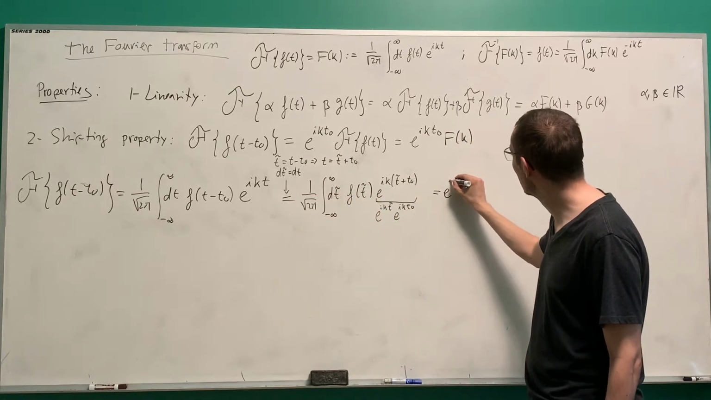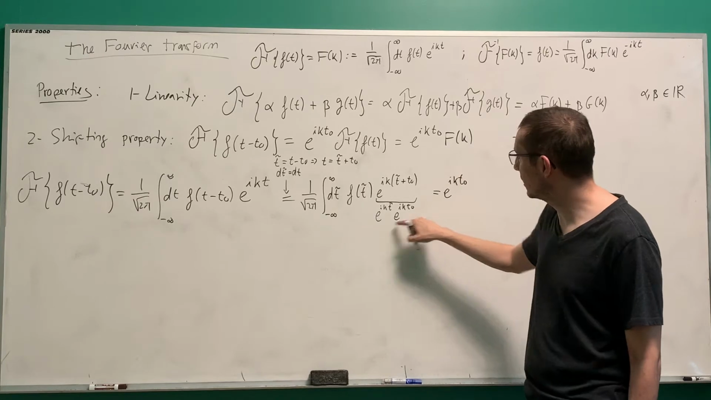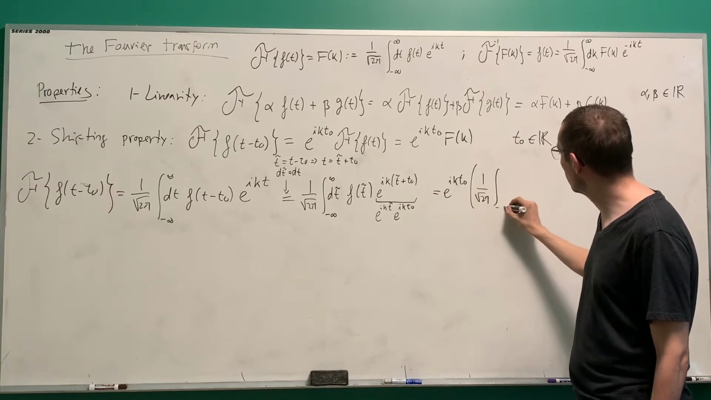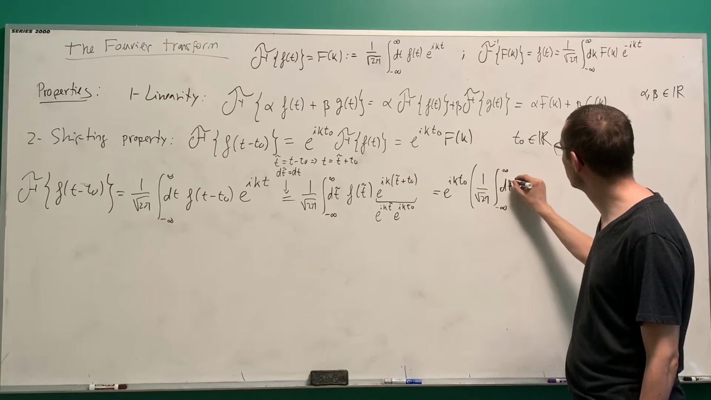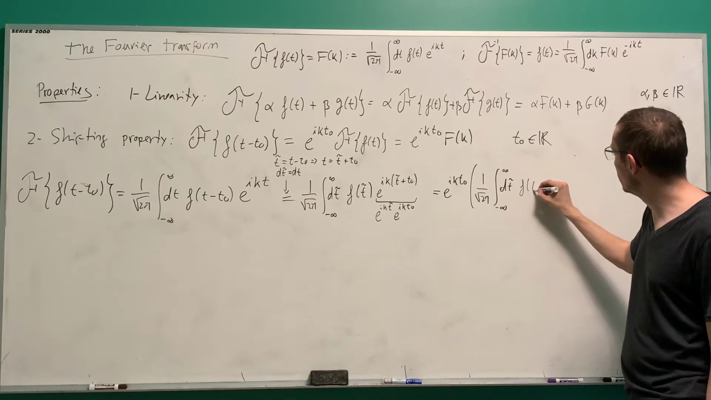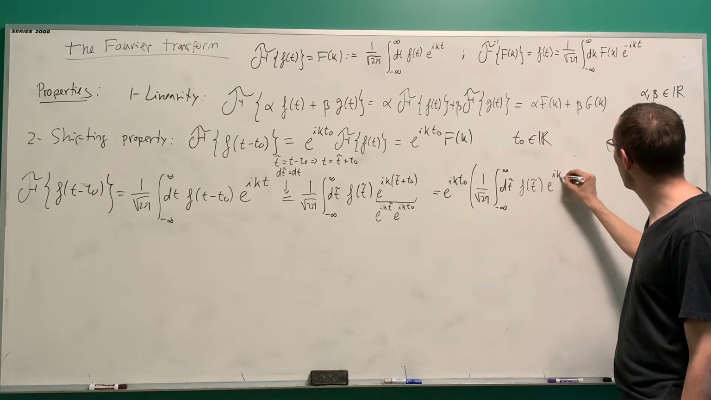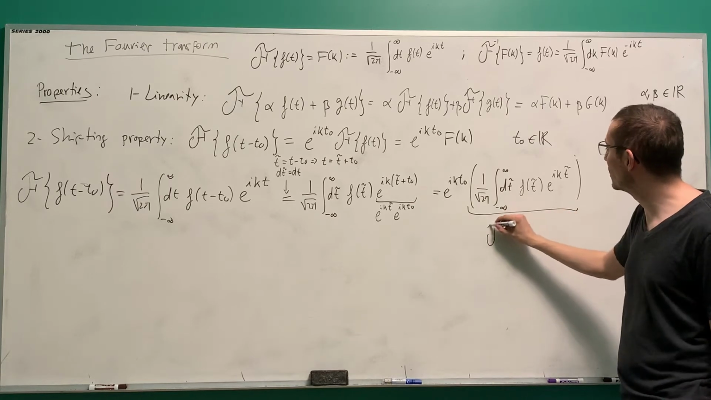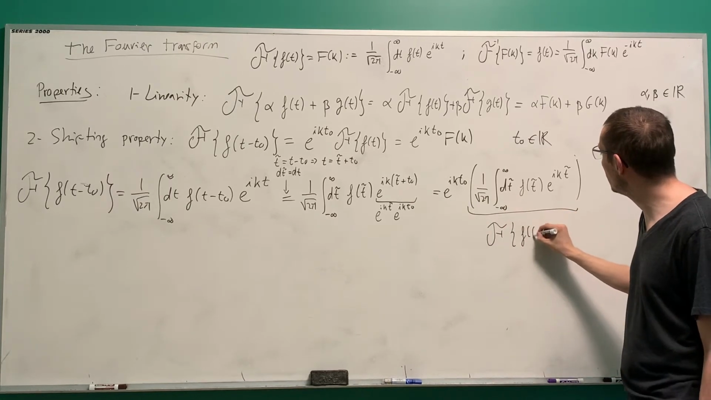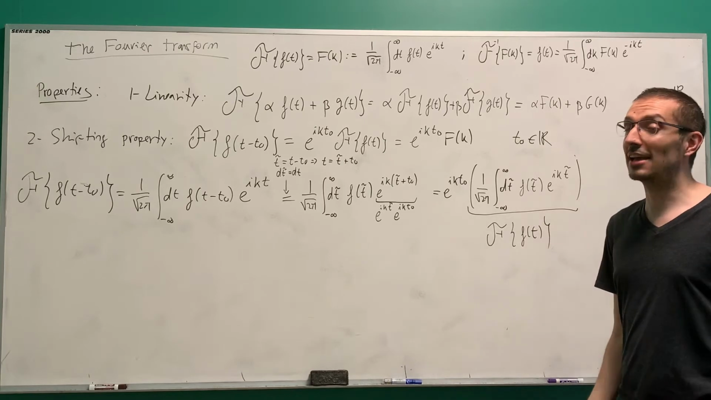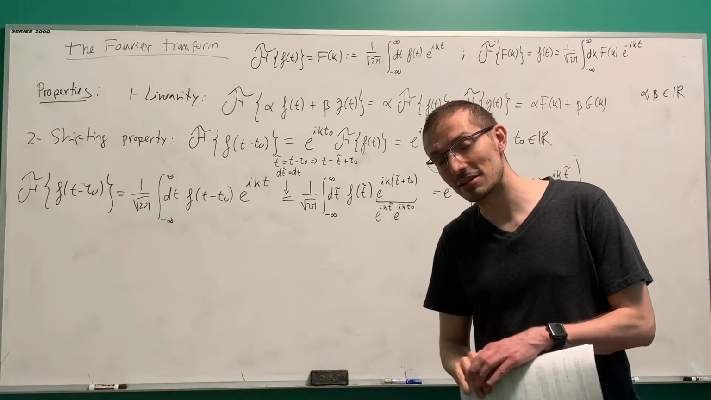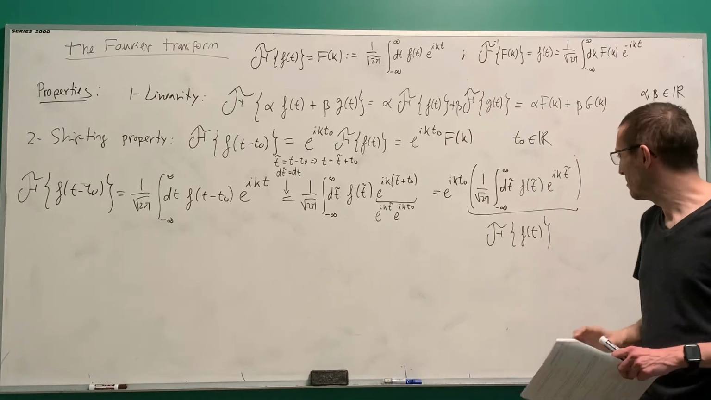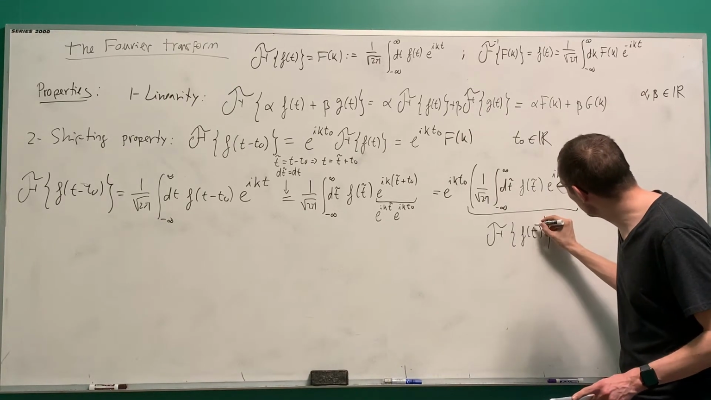I can write e to the i k t0, taking this factor out, multiplying 1 over root 2 pi integral from minus infinity to infinity dt tilde f of t tilde e to the i k t tilde. And this, my friends, is the Fourier transform of f of t. And same as I predicted with the Laplace transform, I'm pretty sure that there would be some people that would be like, no, this is the Fourier transform of f of t tilde, right?